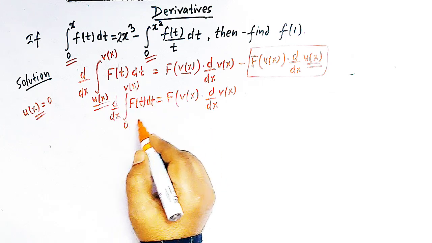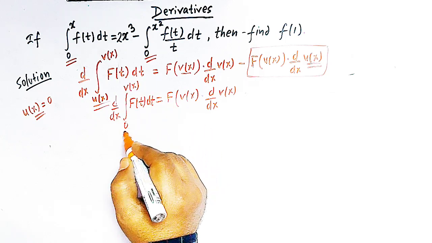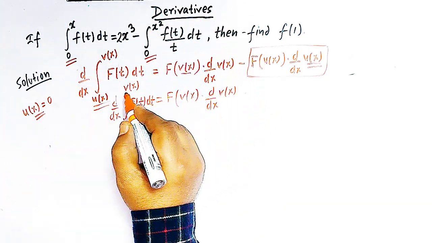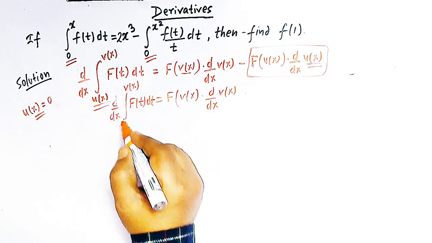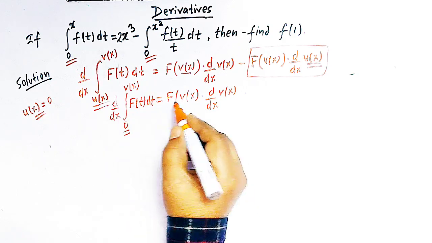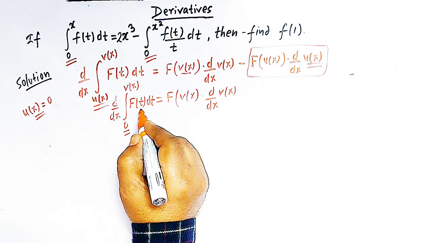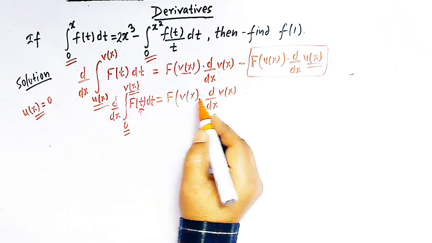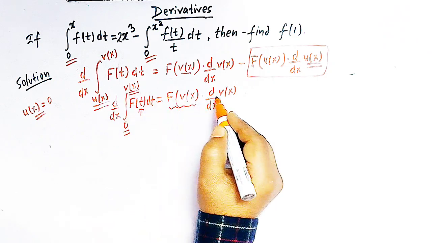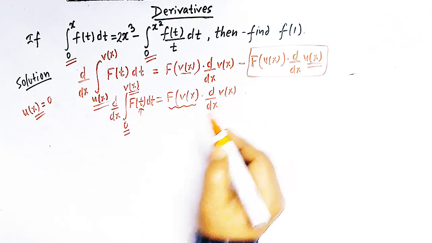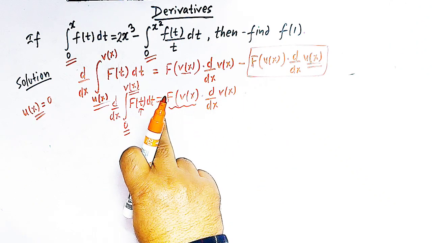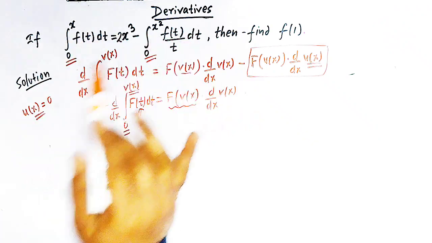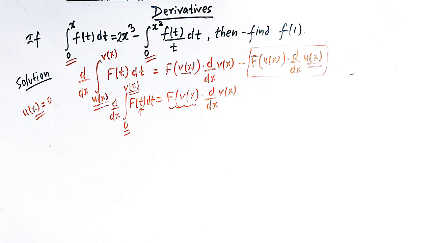Whenever we have an integral of this form where the lower limit is 0 and the upper limit is some function of x, that is v(x), then the derivative of this integral is simply given by f(v(x)). That is, we first replace this t by the upper limit, that is v(x), and then we multiply this expression by the derivative of v(x). So let us apply this result to this problem by differentiating both sides with respect to x.